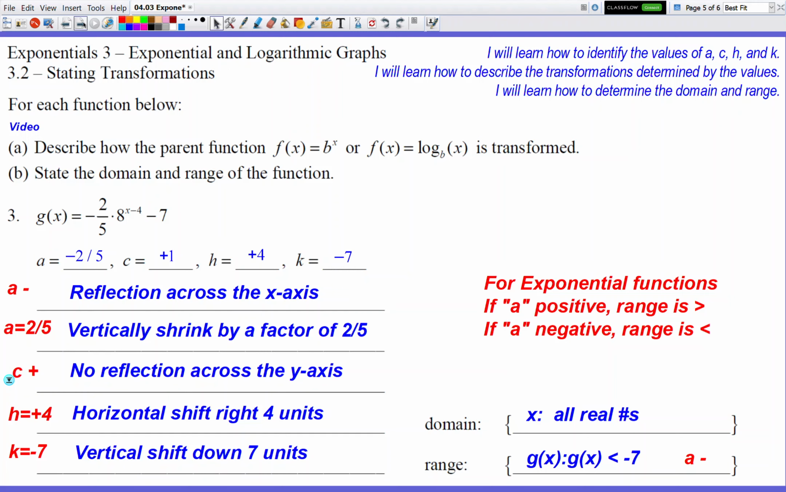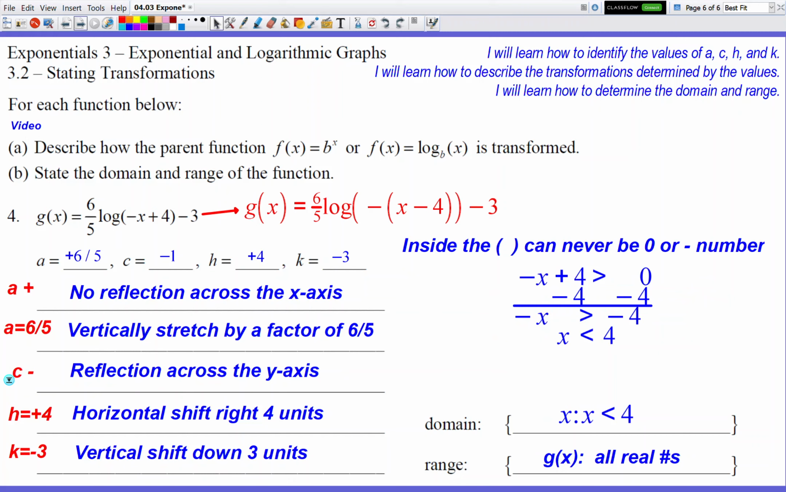Okay? So in our last problem, this is a logarithmic function. So therefore, domain and range are going to be a little bit different from the previous 2 problems. Yeah? So I'll talk about that at the end.